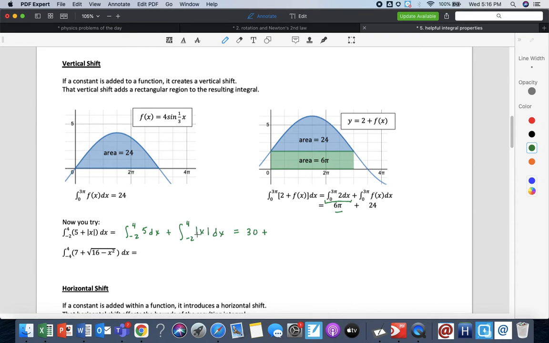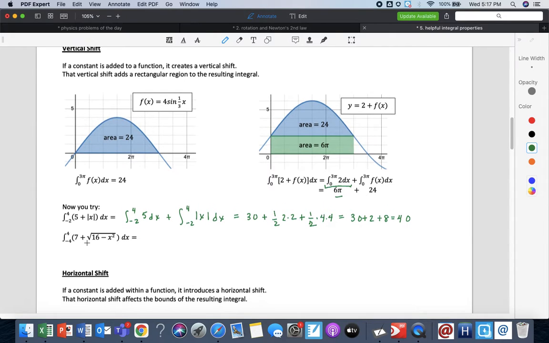And then this is two triangles, one that's 2 by 2, so 1/2 times 2 times 2, and the other one that's 1/2 times 4 times 4. And I guess that grand total is 30 plus 2 plus 8, which is 40. So again, we evaluated this integral without doing any, quote, calculus, any antiderivatives. Instead, we just used our knowledge of geometry. And we can do the same thing here. We can split this into two integrals. And then we're going to evaluate each of them using geometry.